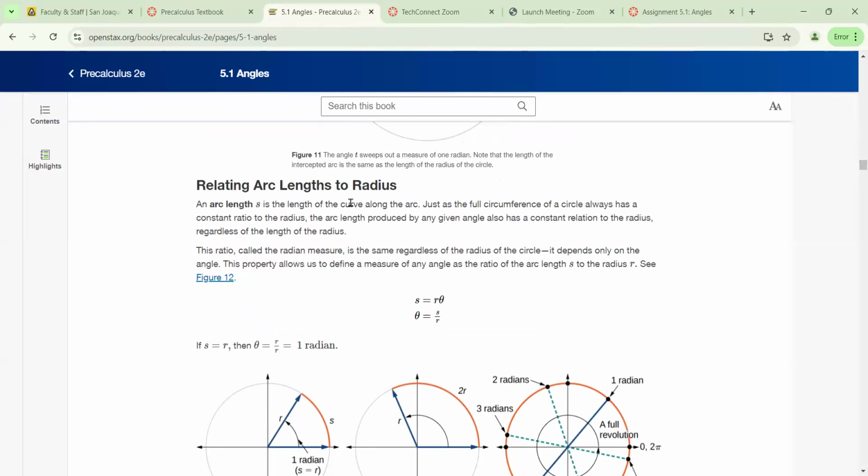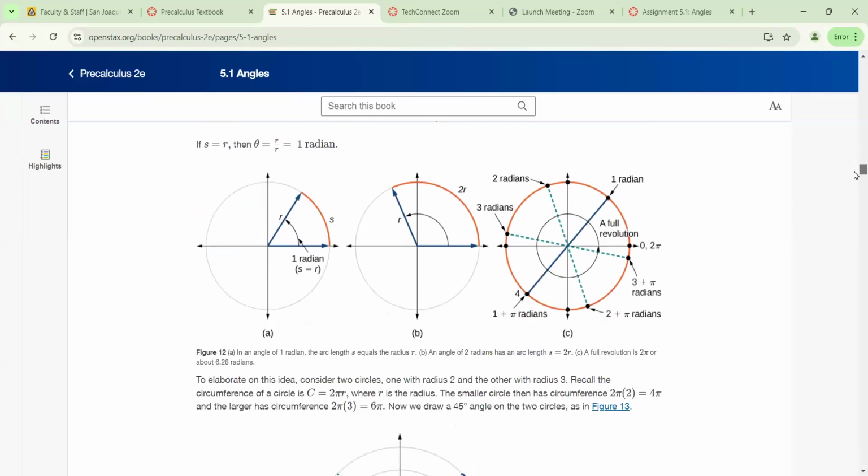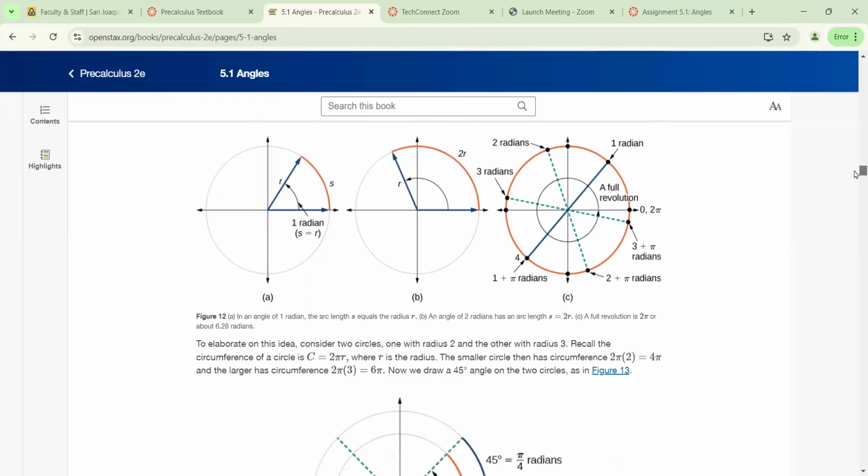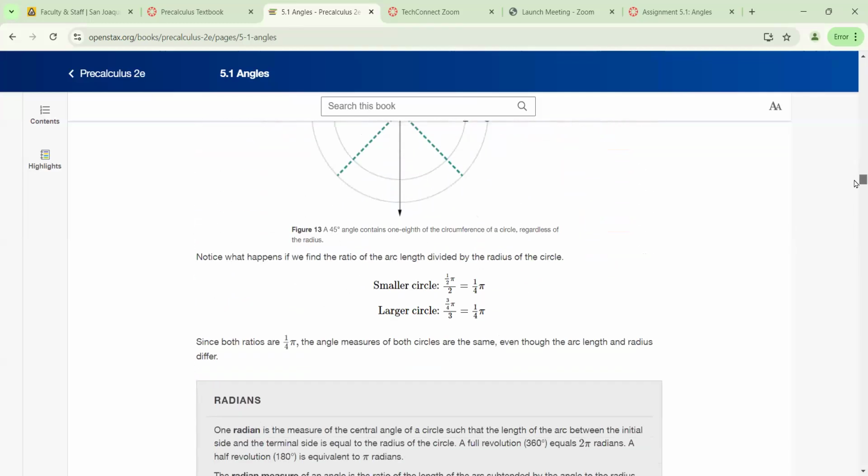Arc length S is the length of the curve along the arc, like this one with the orange. Just as the full circumference of the circle always has a constant ratio to the radius, the arc length produced by any given angle also has a constant relation to the radius r. This ratio is called radian measurement. So it's the same regardless of the radius of the circle. S is equal to r theta is the formula that we use, and then we calculate according to the problems or questions, whatever angle is given to us.